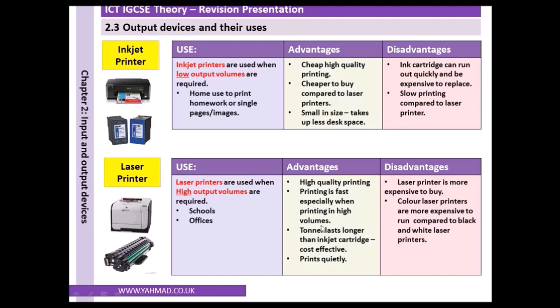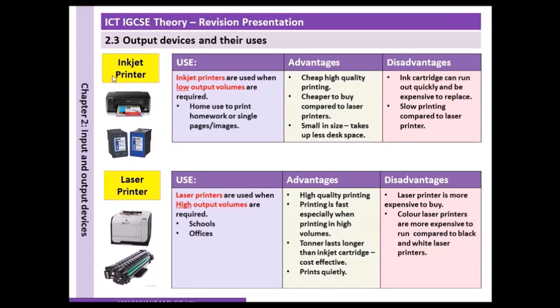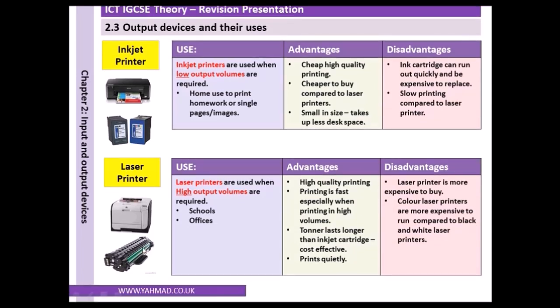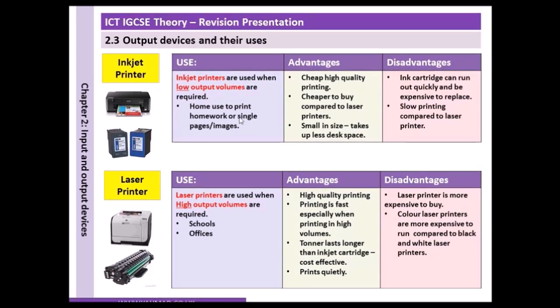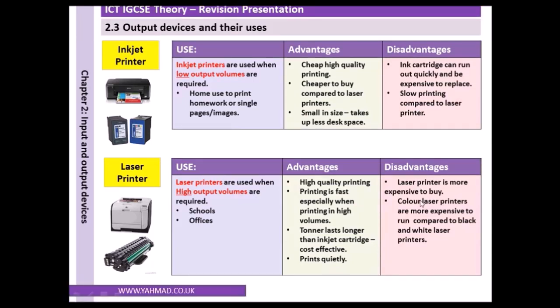The toner is going to last a long time, so therefore will give you more printouts, so it's more cost effective, and it makes less noise, the laser printer, compared to the inkjet printer. Now the disadvantage for the ink cartridge for the inkjet is it may be cheap to buy initially, but it will not give you as many printouts compared to the toner for the laser printer, so you may have to quickly replace these cartridges, which could be an additional cost. And obviously the printing is slower compared to a laser printer.